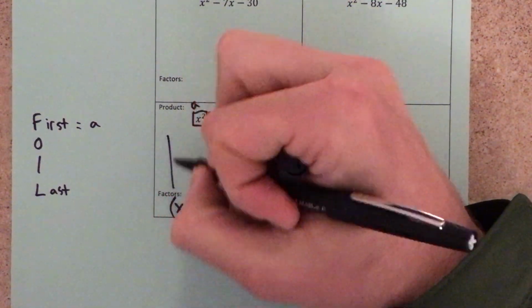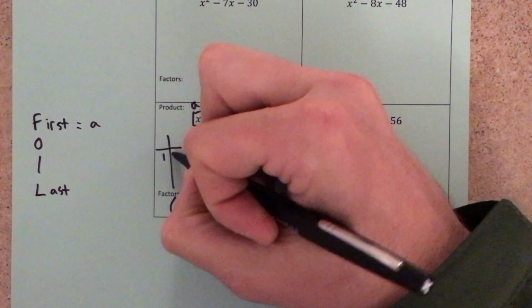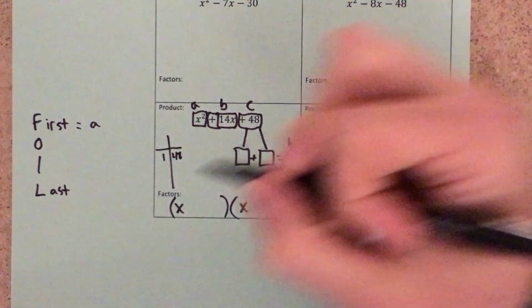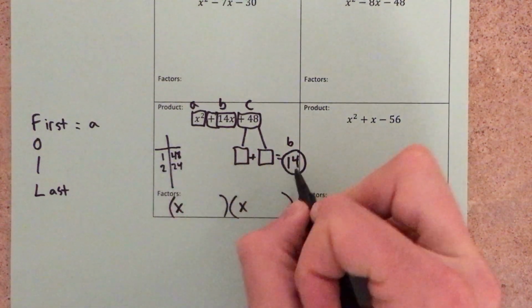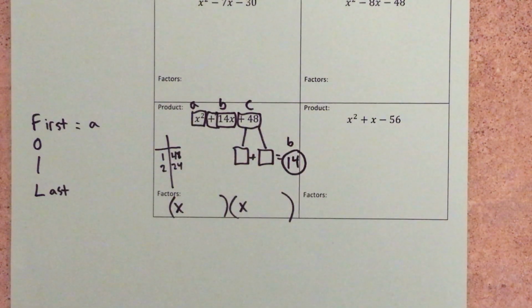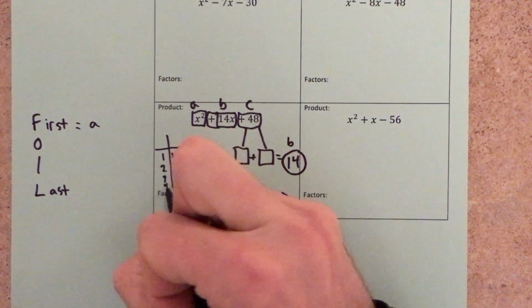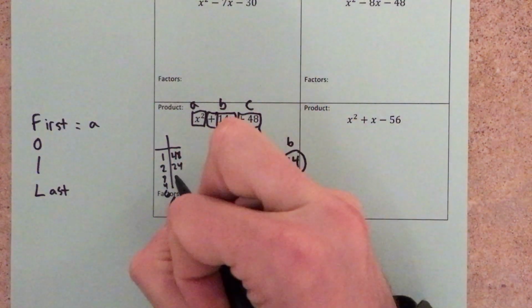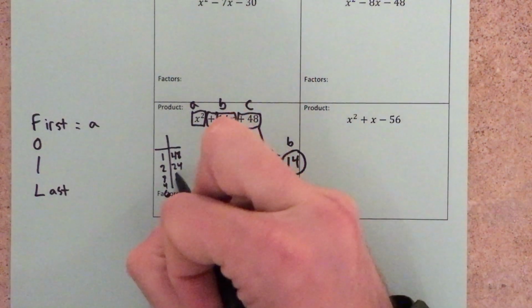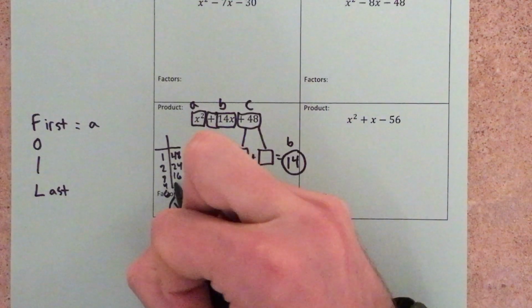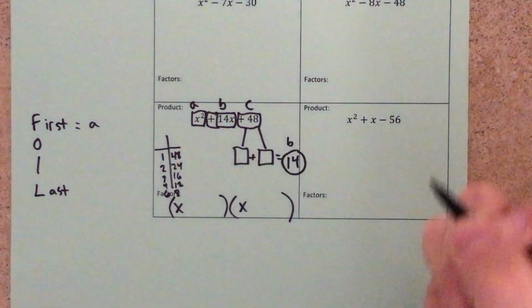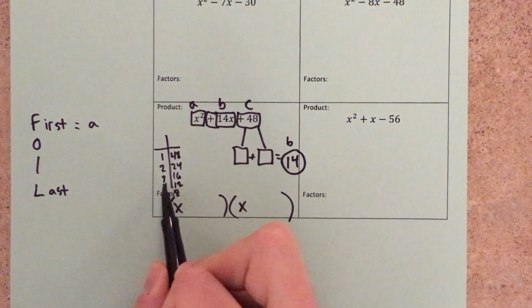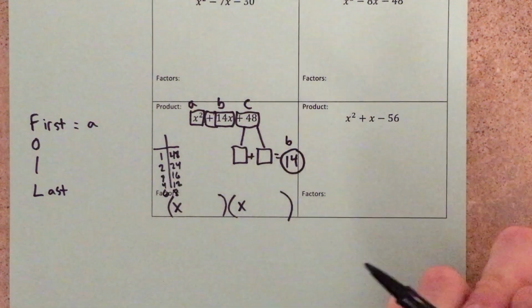I would probably create a visual for yourself. What are the factors? So 1 and 48, 2 and 24. Notice if I add these two, they're not going to make a 14. If I keep going, 3 times 16, you might know that, 4 times 12, and then 6 times 8. So which pair of factors add to 14?